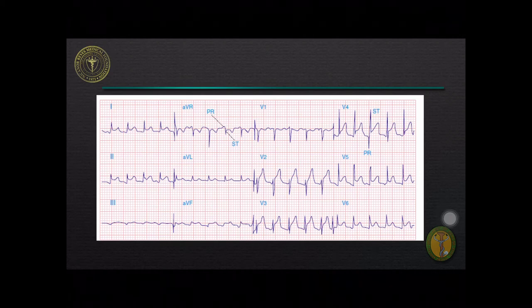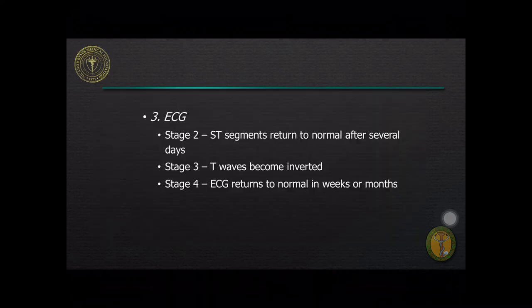This tracing shows diffuse ST elevation in leads 1, 2, 3, aVF, V2 to V6, with upward concavity with reciprocal depression in aVR, suggestive of acute pericarditis. Stage 2 is when the ST segments return to normal after several days. In stage 3, the T waves become inverted, and in stage 4, the ECG returns to normal in weeks or months.